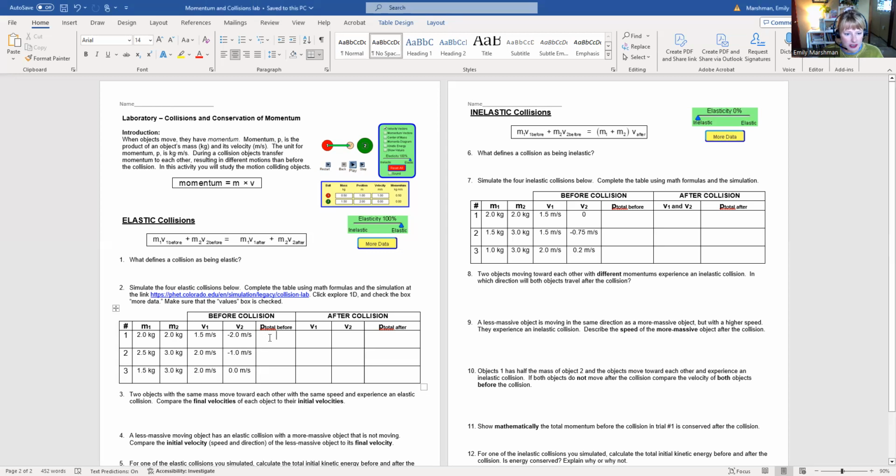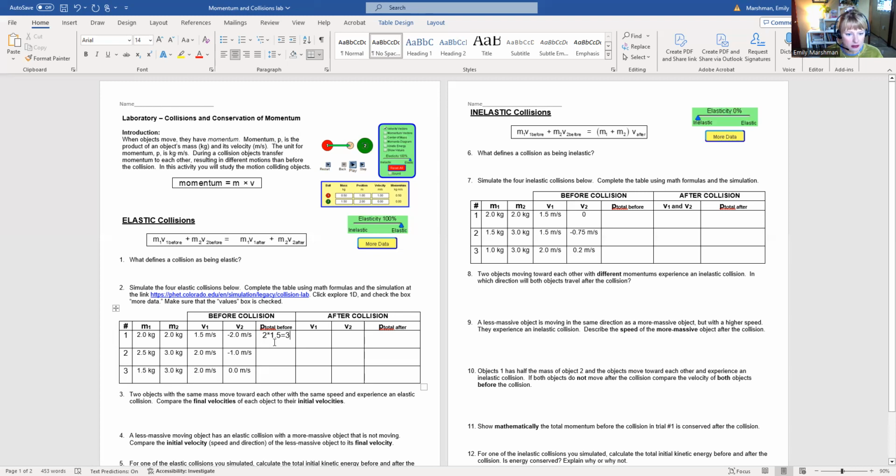So let's calculate the initial momentum of the system before they collide. Momentum is equal to, as you can see up here, mass times velocity. So let's find the momentum for the first mass. It's going to be the mass, which is 2 kilograms, multiplied by its velocity before the collision, which is 1.5 meters per second. So that's going to be 3. The units for momentum, since it's a mass times a velocity, are kilogram meters per second. I won't write that here, but those are the units.